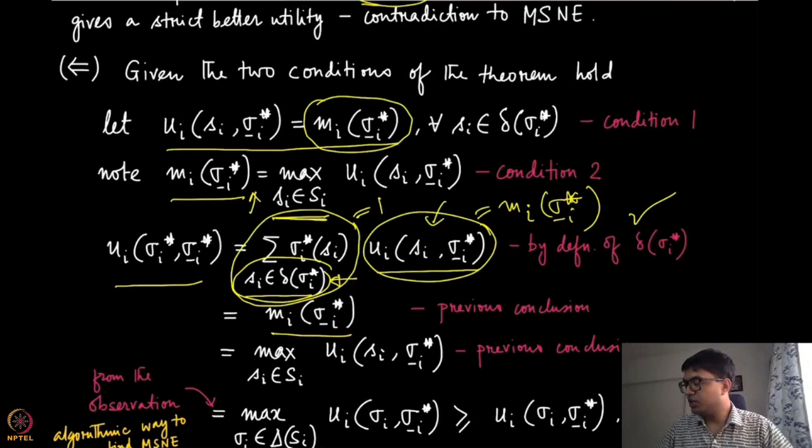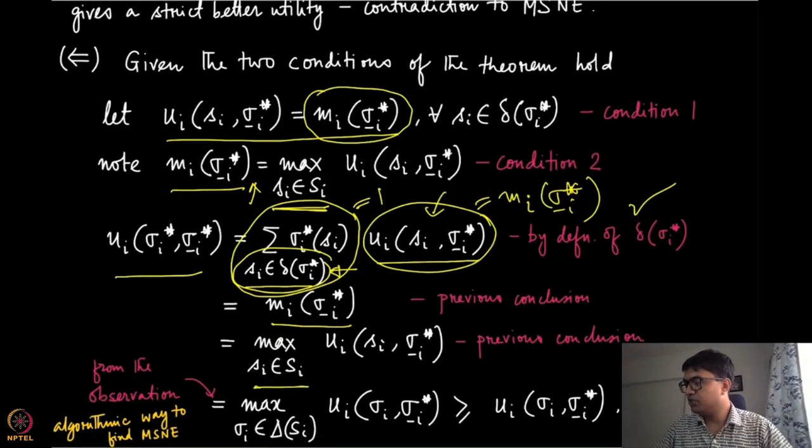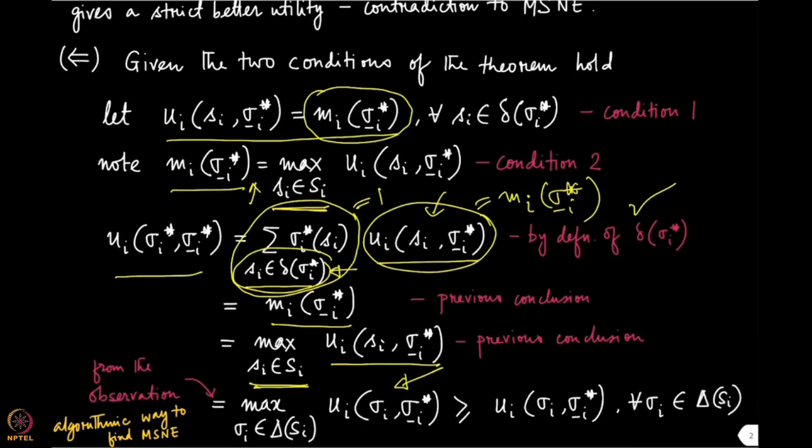Now we use condition two. We are just looking at the maximum value of ui of SI, sigma minus I star. And using the previous observation, when you are maximizing over individual strategies, the maximum value that you get is equivalent to maximizing with respect to a mixed strategy, a convex combination of the same things. And that is definitely going to give you this expression here, because this is the maximum value over all the sigma i's. This is going to be larger than if you pick any specific sigma I, and this should hold for all sigma I in the mixed strategy space of player I. And that is essentially what we wanted to prove.